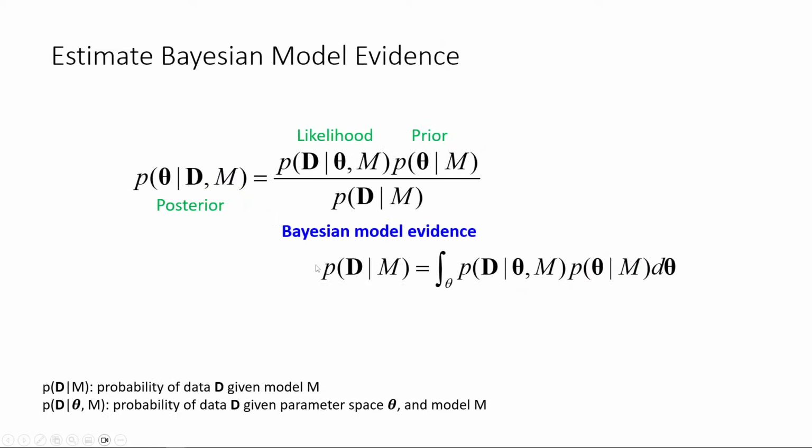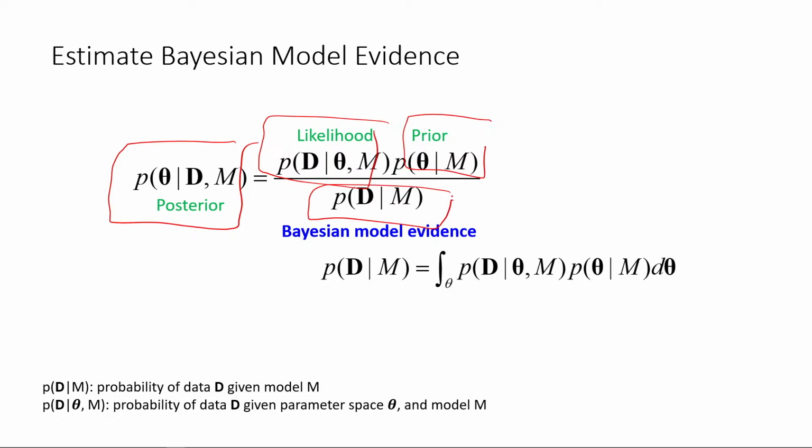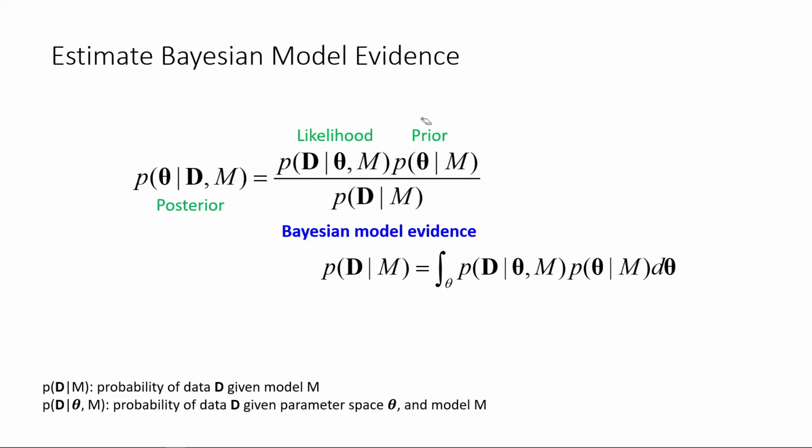This is the metric. So basically, this is my posterior probability. This is the likelihood. This is my prior knowledge, and this is the Bayesian model evidence. So let me walk you through this. What does this mean? This is the most important one.